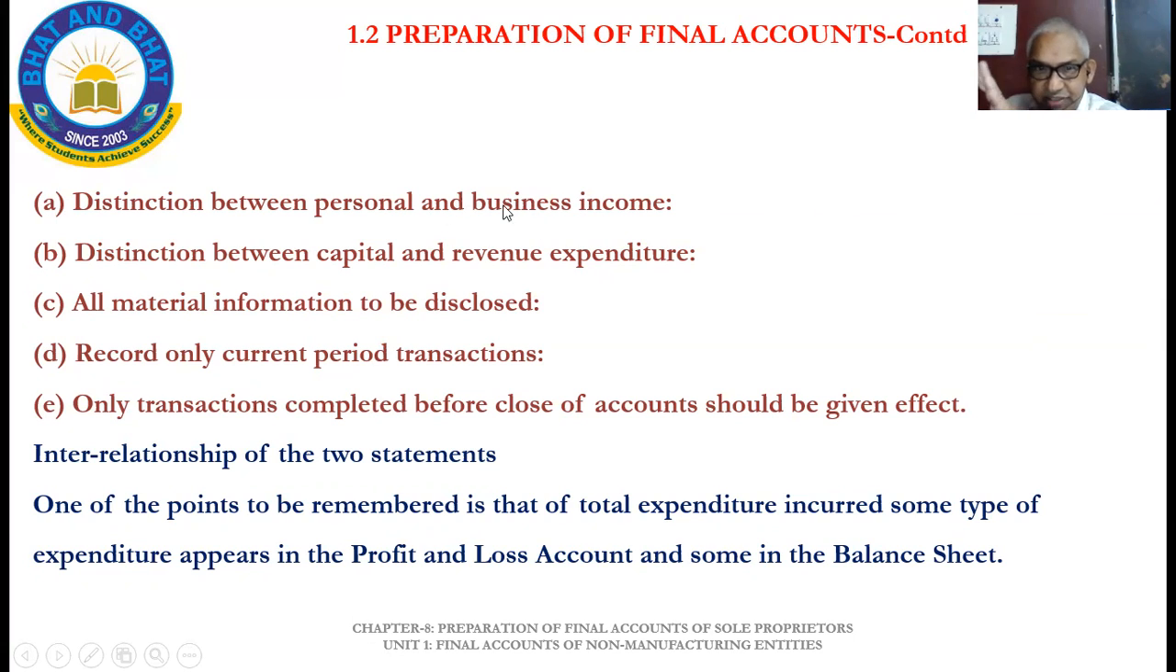Business is treated as a separate entity. His personal activity is differentiated from the business activities. Then capital and revenue expenditure. Just now I told you with an advertisement example and all.